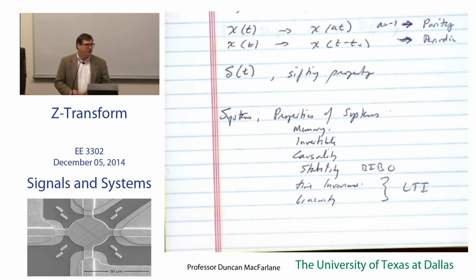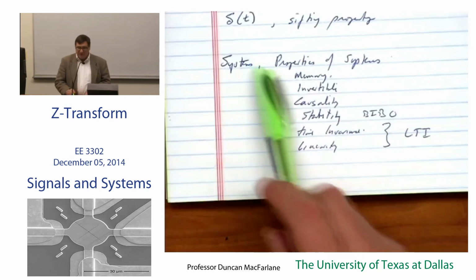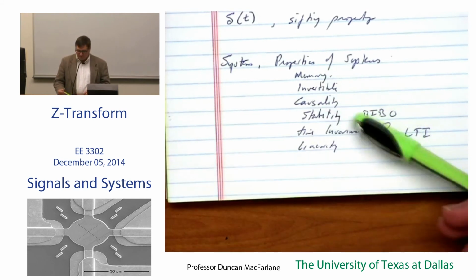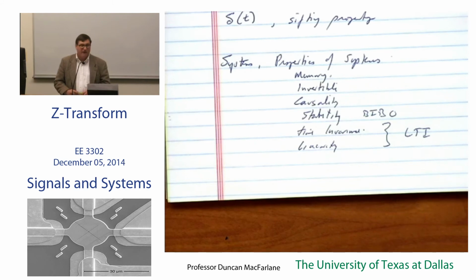And as soon as we said that it was going to be a convolution, everyone tensed up, and then when we saw that it was a delta function and sifting, the whole class just relaxed, right? I felt it. I don't know if you guys felt it. It's magical. Systems and properties of systems: memory, invertible, causal, stability, time invariance, linearity.